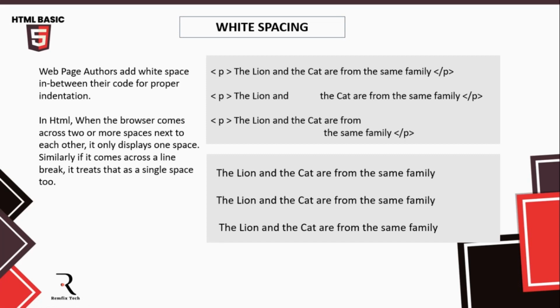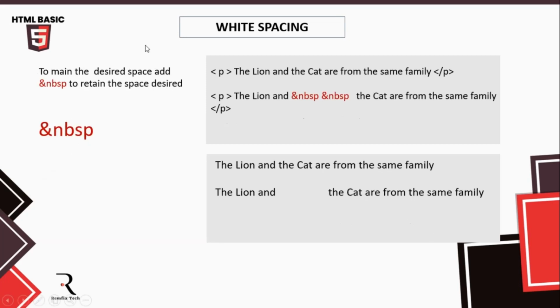But what we can do if we want to add more than a single space is to add this particular symbol here. If I add this particular symbol here, it will retain this space. So I want to try this out also. You can see that I have the lion and I have this symbol here, and the space is available here. So that's an example.